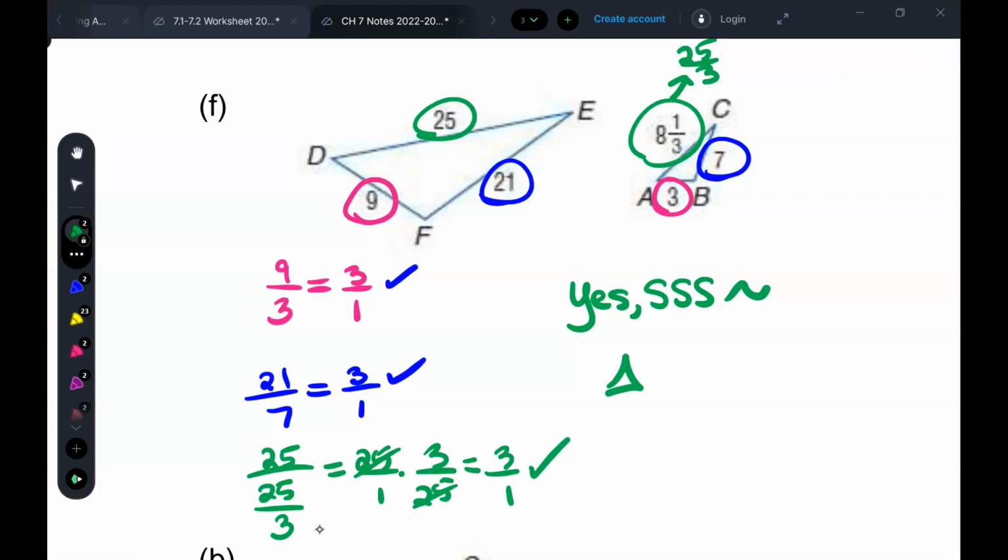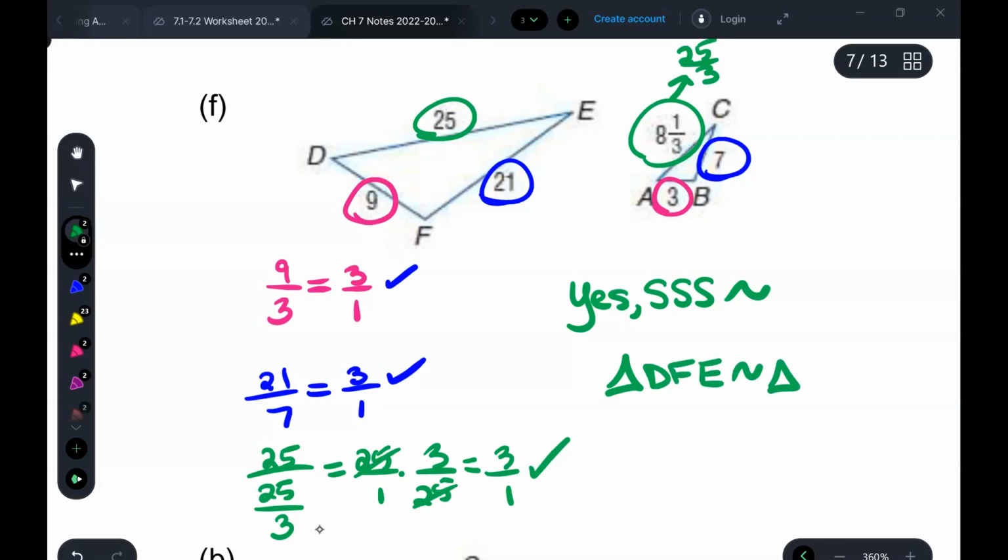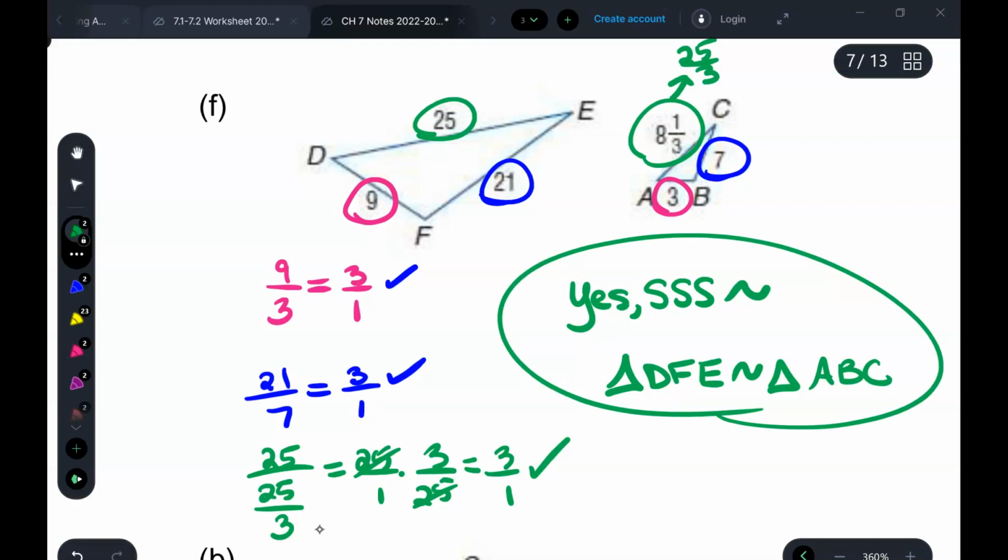And then, which one? DFE. Again, the first one could be listed in any order. DF is the smallest side, so ABC. If ABC, you do the 25 to 8. How do you change a mixed number into an improper fraction? You multiply the big number by the denominator, then add the numerator, and then the whole number goes over the denominator.